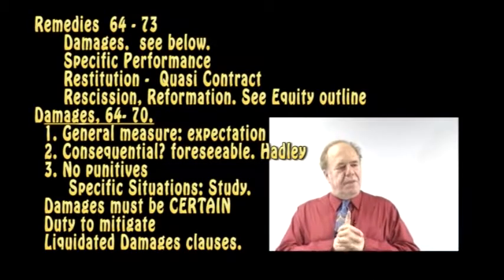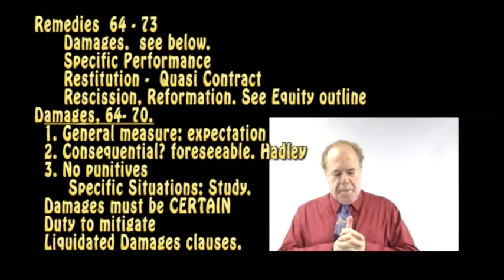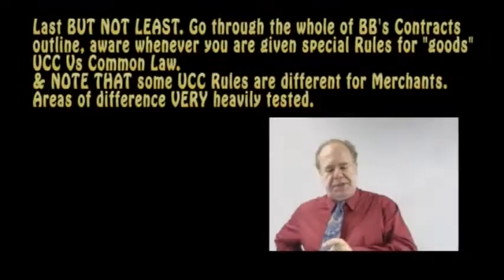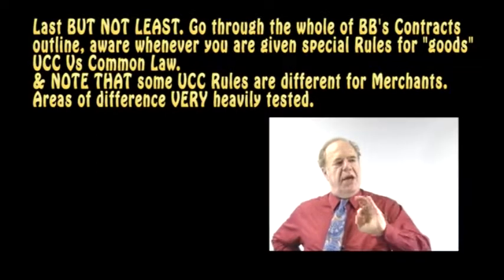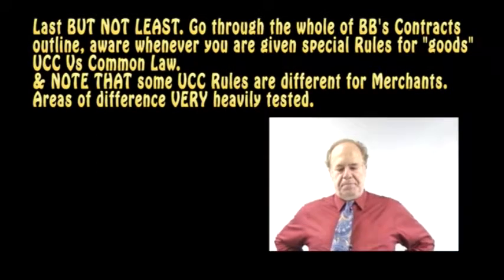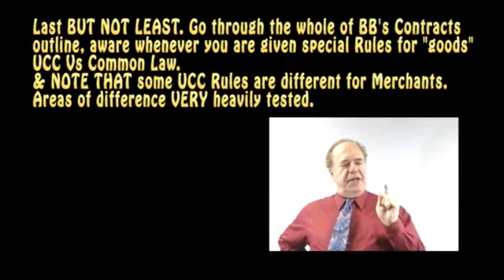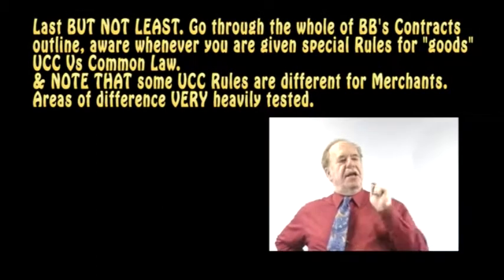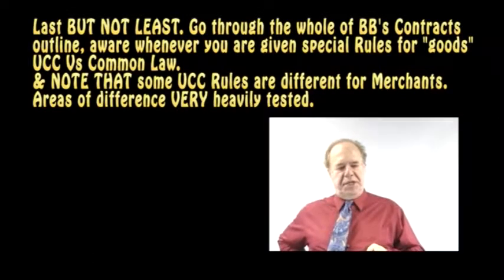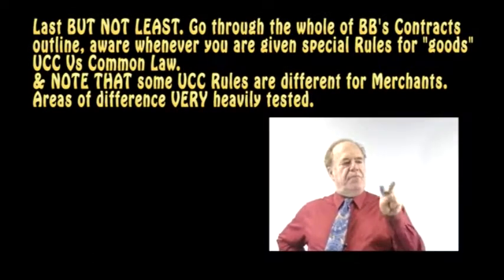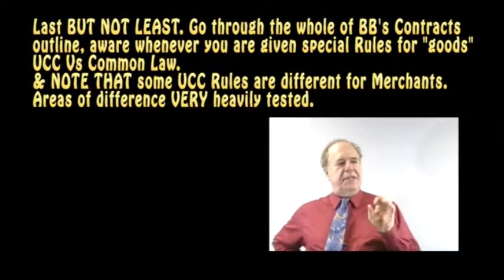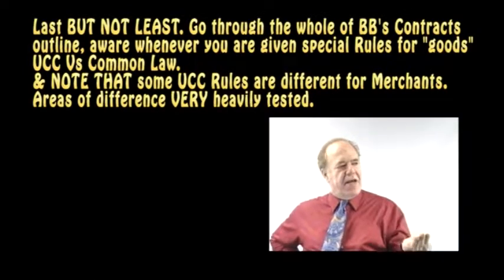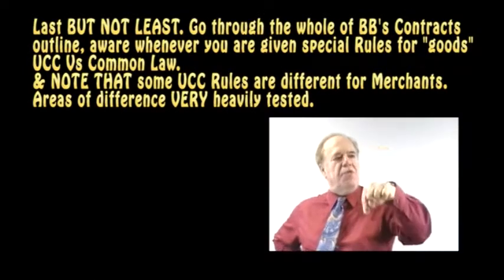I'm done, but for one thing. Go through the whole of this study again, thinking UCC versus common law. As you look through the table of contents, note every time that the table of contents mentions, here's a special rule for sale of goods, here's a special rule involving merchants under the UCC, because those things are particularly heavily tested all the way through the exam. As I said, it's easy to make multiple choice questions in which the fact pattern is a common law fact pattern, but there's a tempting UCC wrong answer.